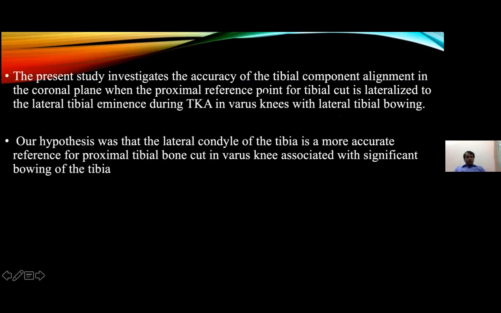The present study. I just wanted to mention about tibial accuracy, how to get accurate alignment in the varus knee. Because of the bowing, if you use the intercondylar eminence as a reference point, it might lead to varus alignment. So our hypothesis is that, based on the degree of the deformity, we can use the lateral condylar eminence as a reference point, and you can get an accurate alignment.